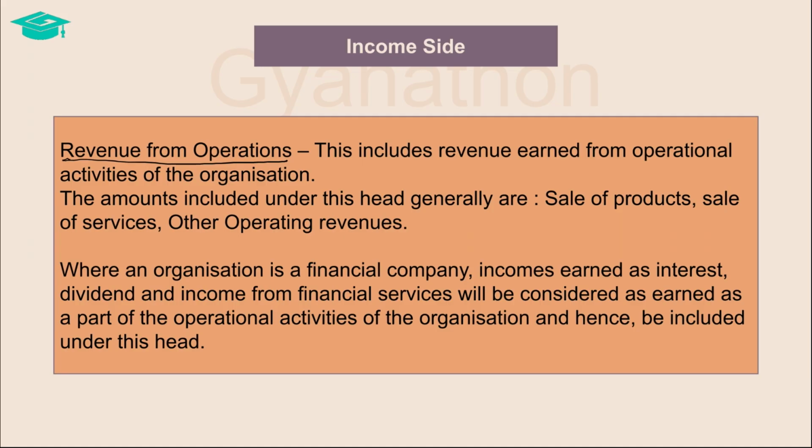If an organization is a financial company, then incomes earned as interest or dividend, which are earned as a part of the operating activities of such organization, as well as income from financial services rendered, will be considered as revenue from operations. For example, if a company is engaged in the service of just investing in stock markets, then the dividends earned on such investments are considered as revenue from operations, since the normal operating business of such company is to invest in stocks.